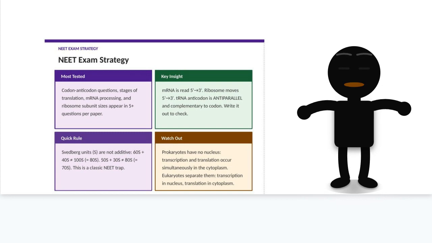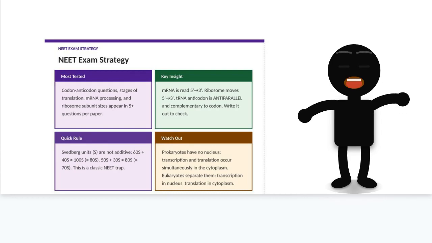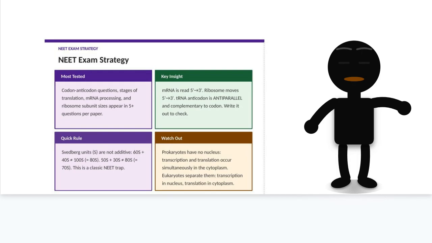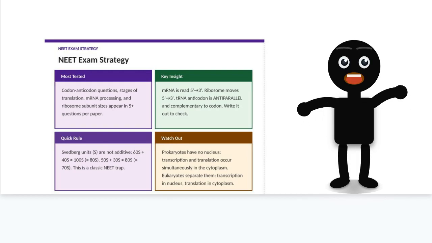Also remember the eukaryote-specific mRNA processing steps: 5' cap, 3' poly-A tail, and splicing out of introns. Prokaryotes do none of this, they transcribe and translate simultaneously in the cytoplasm. These differences between prokaryotes and eukaryotes generate multiple NET questions every year.